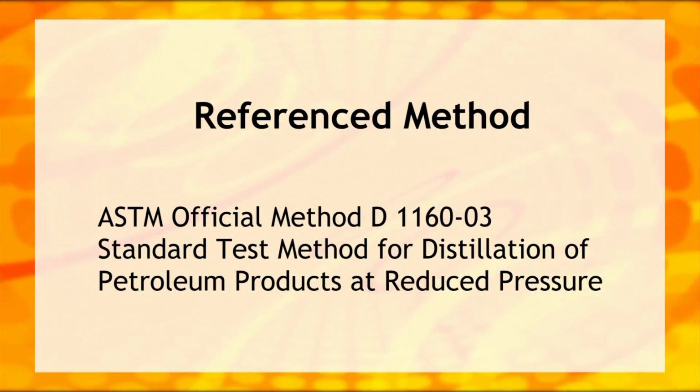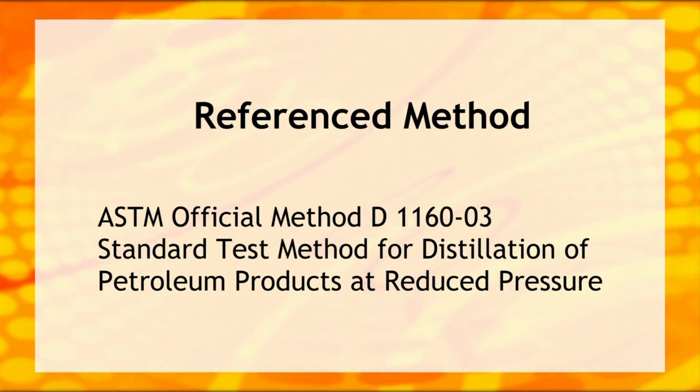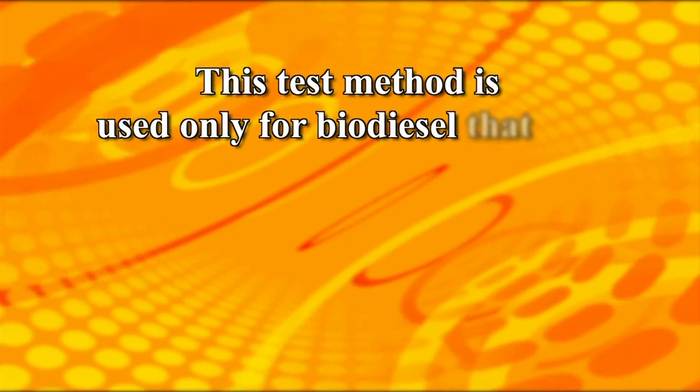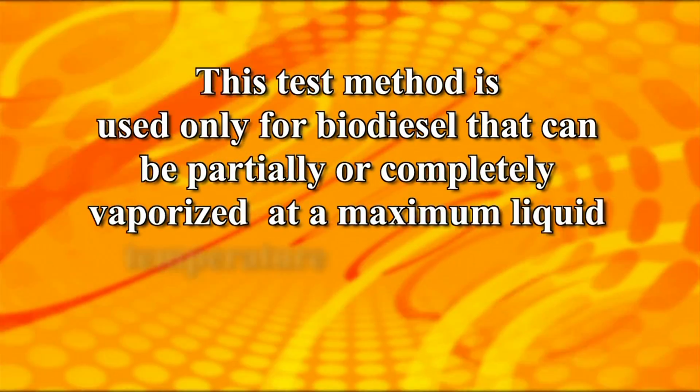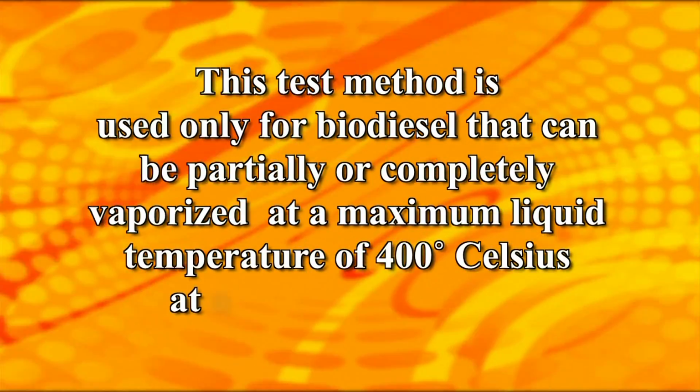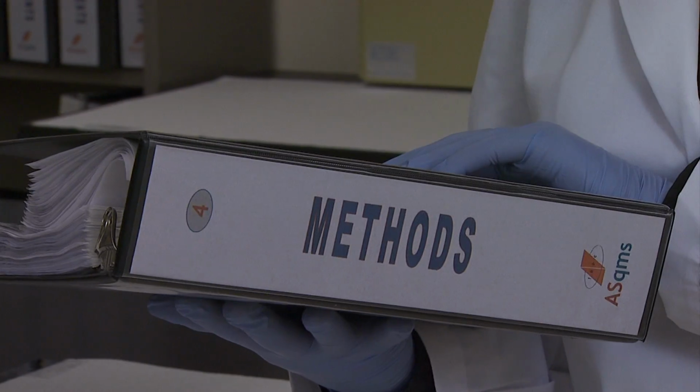The vacuum distillation method described here is based on this official method. This test method is used only for biodiesel that can be partially or completely vaporized at a maximum liquid temperature of 400 degrees Celsius at a reduced pressure.